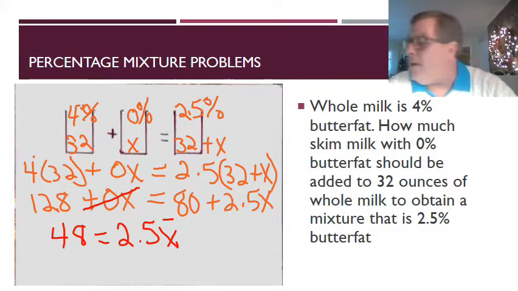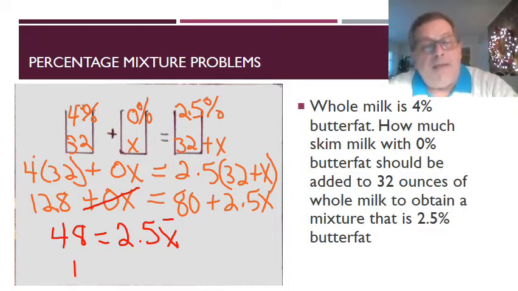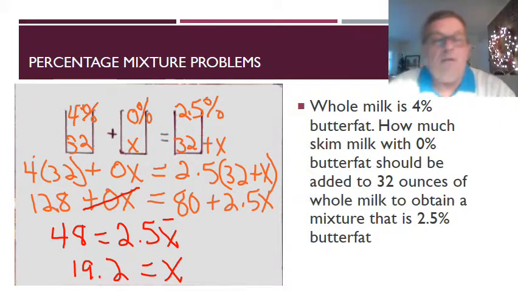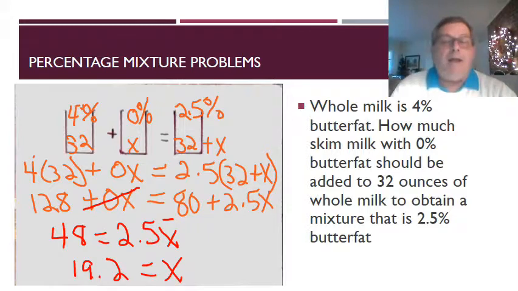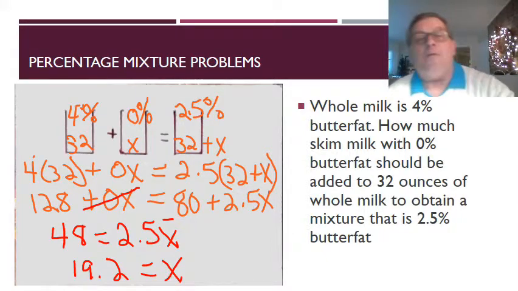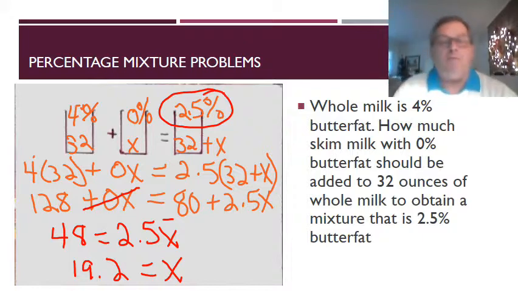Now I'm going to divide 48 by 2.5. And once I do, I'm going to get 19.2 equals x. Let's see if I'm done. It says how much skim milk with 0% of the butterfat should be added to 32 ounces of whole milk. Yeah, I'm done. I need 19.2 ounces of skim milk added to 32 ounces of whole milk to end up with a mixture of 2.5% butterfat. 19.2. That wasn't too bad at all.